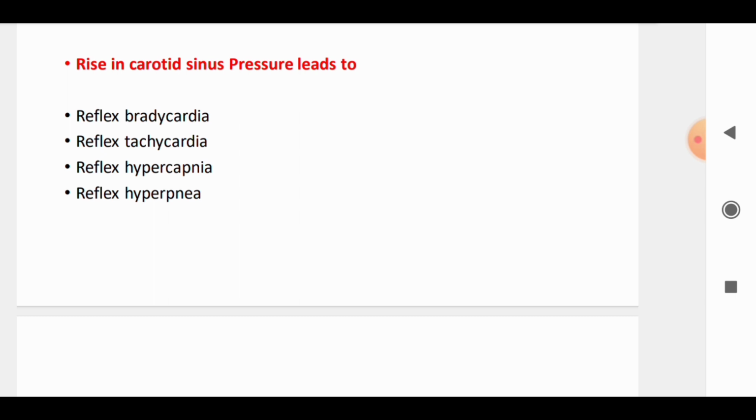Rise in carotid sinus pressure leads to: reflex bradycardia, reflex tachycardia, reflex hypercapnia, reflex hyperpnea. The right answer is reflex bradycardia.